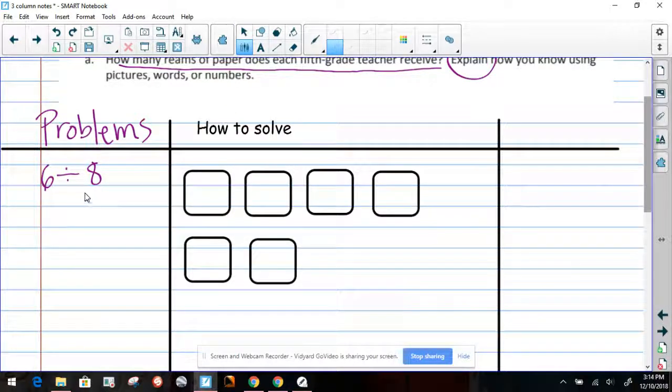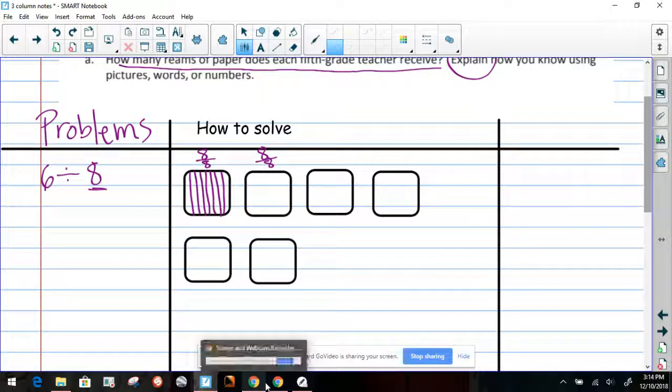Now we can do the next step. It's going to be divided into 8 things, 8 people. So each of these is going to be divided in 8 parts because this whole ream of paper has to be divided between 8. So that's going to be 8, 8, 8, 8. This is 8 eighths, 8 eighths, 8 eighths, and 8 eighths.